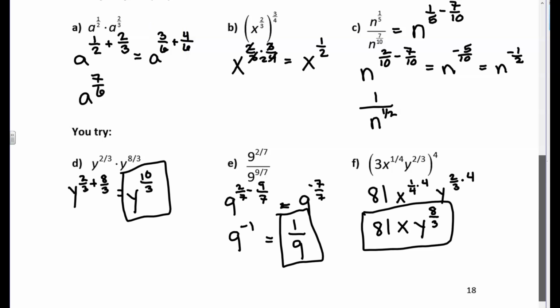Okay, go ahead and check your work. Again, when we're raising power to a power, we distribute that fourth power to all three. And be careful, guys, multiplying by a whole number is the same thing as multiplying by that number over 1 when you're dealing with fractions.